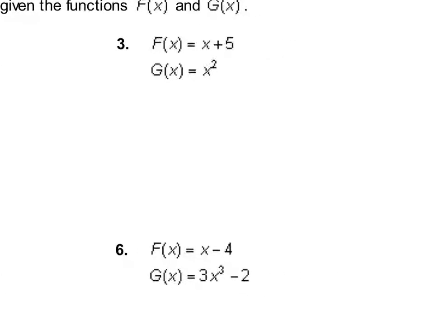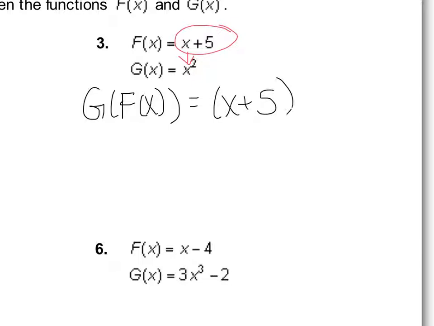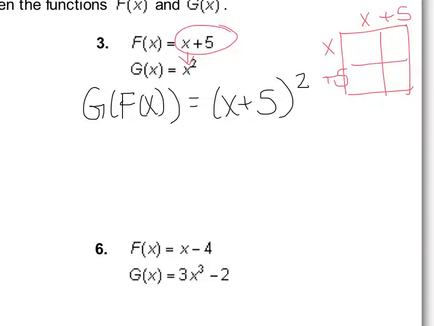Number 3. Again, I'm looking for g of f of x. So that means I want to take whatever f is and put it in place of x in the g function. So that becomes, instead of x squared, it becomes x plus 5 squared. Well, I can use box method or FOIL, x plus 5.